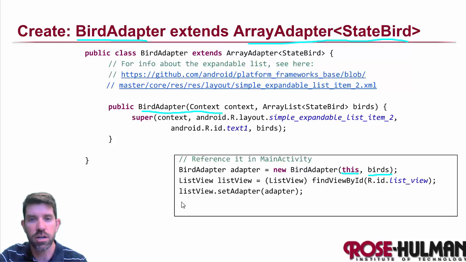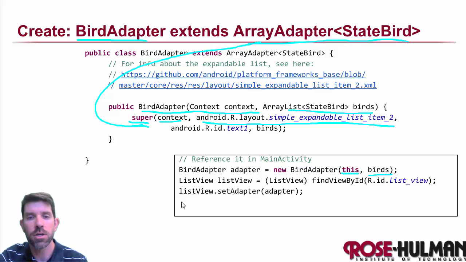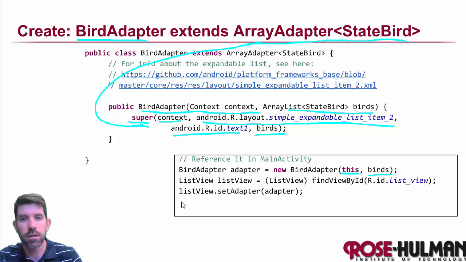We're going to have a constructor here that takes a context and a bird list, and then we have to call a super constructor. So this is going to say, hey, array adapter, I'd like you to construct one with a context, and it's going to require a layout. If we use this one right here, this is a compound layout itself, so we're also going to have to pass in a reference to some text view. We're going to choose to use text1, but we're going to end up overriding getView anyway, so it's not going to matter. And then we're going to pass in our list. Okay? So let's start off with that.